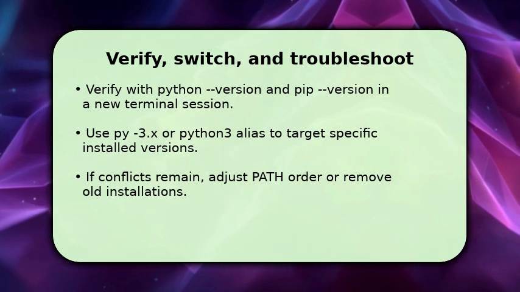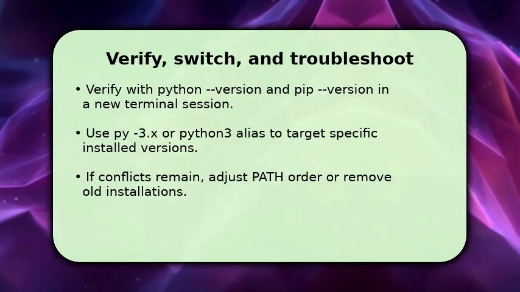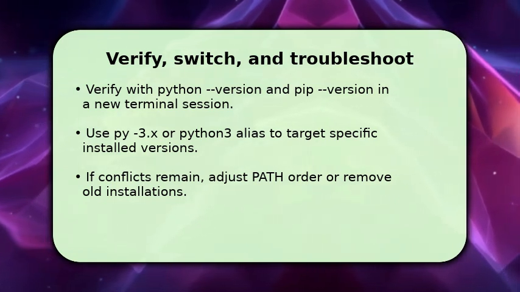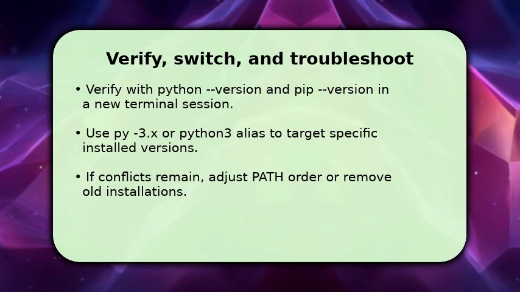If pip installs to the wrong interpreter, run python -m pip install to bind pip to the interpreter you intend. This resolves the most common conflicts.